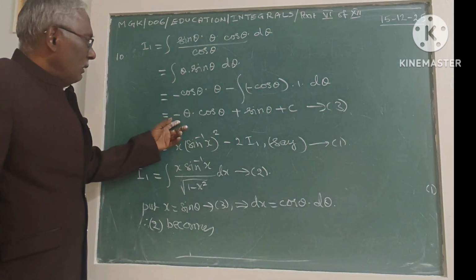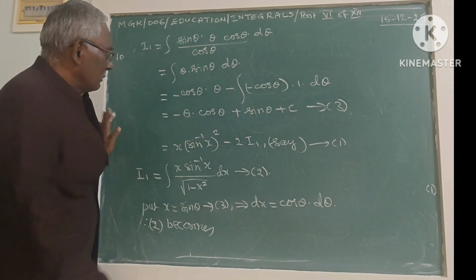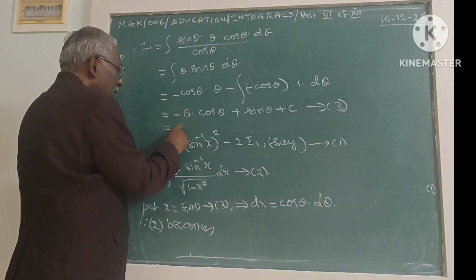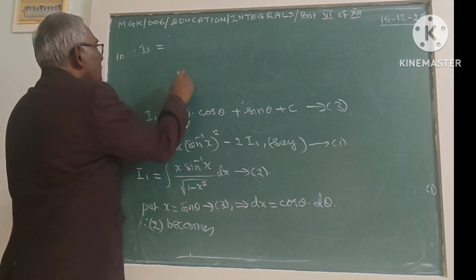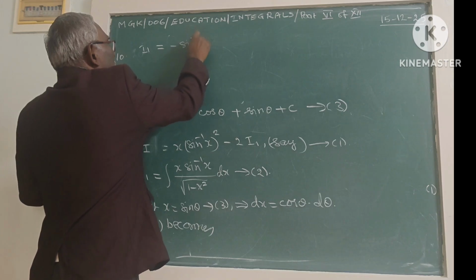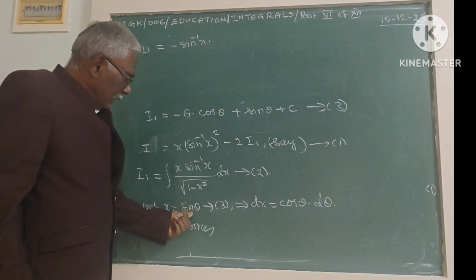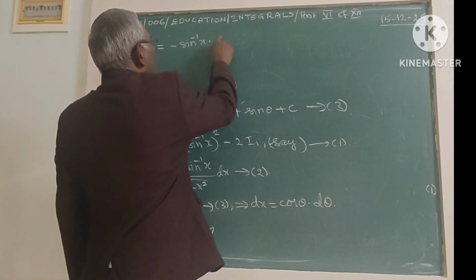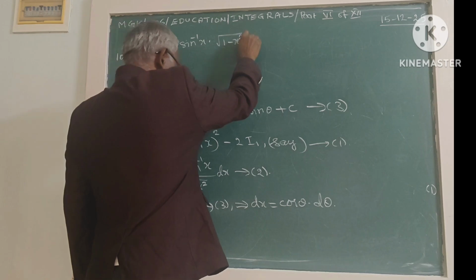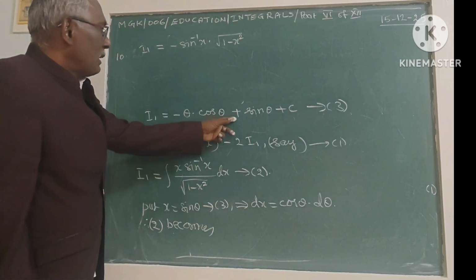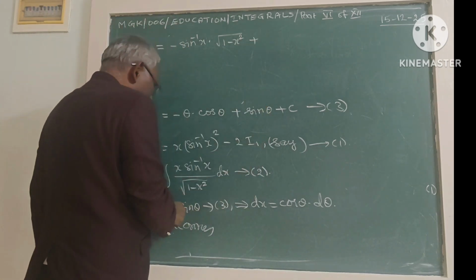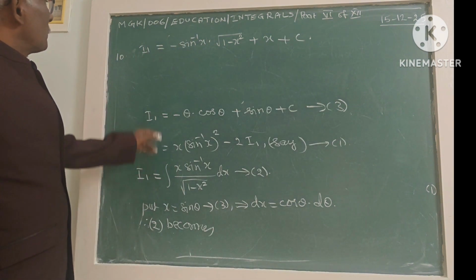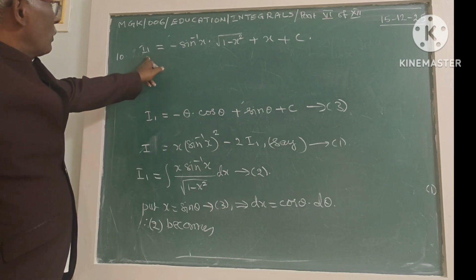Now we have to replace everything in terms of x. Sin θ is x, so θ will be sin⁻¹x, minus sin⁻¹x. Sin θ is x, cos θ will be √(1 − x²). Then plus sin θ is x, plus constant. So this is the value of integration I₁.